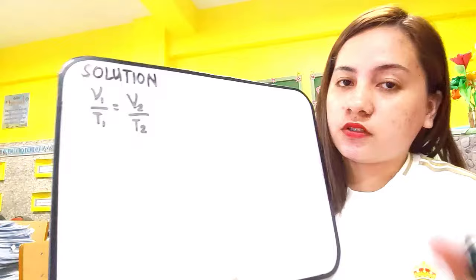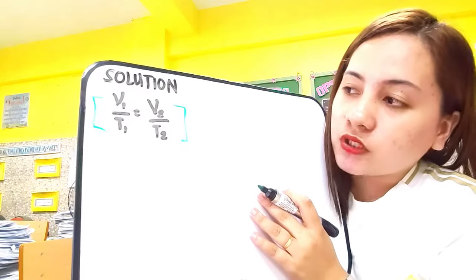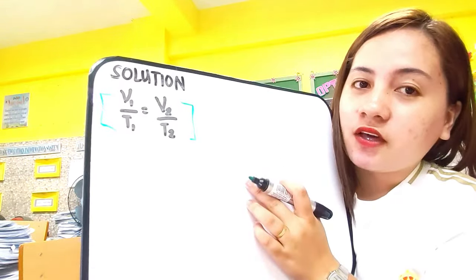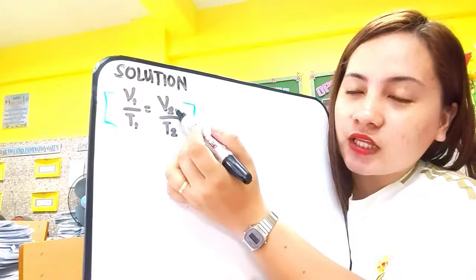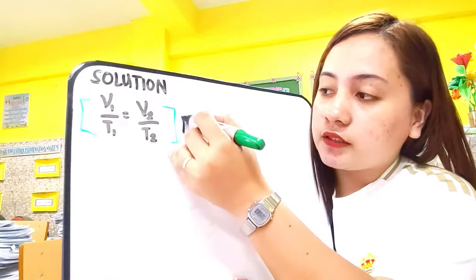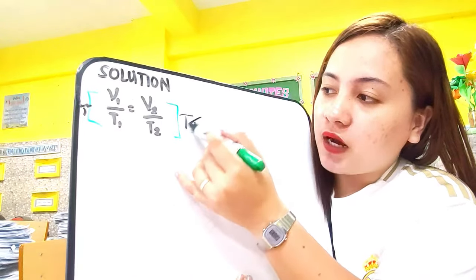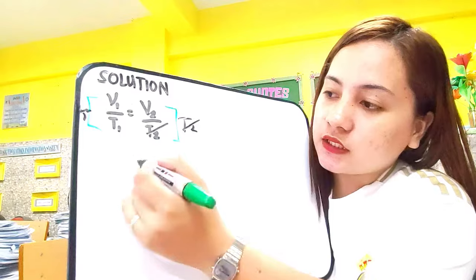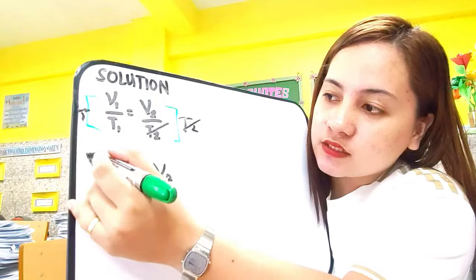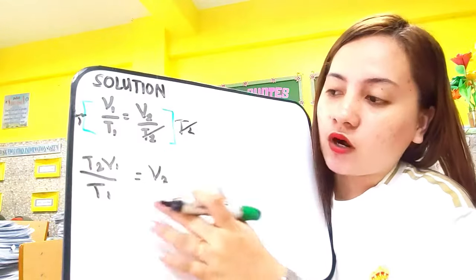So, we will use multiplication. We will multiply both side by, kanino kaya? I-multiply natin siya both side kay final temperature para mapagsolo natin si final volume. Pag nawala na kasi siya, solo na lang siya. So, yun na yung ating gagamiting formula. We'll multiply both side by T2. So, ito ngayon ay makakancel na. Ang matitira ay V2 is equals to T2 times V1 divide T1. So, this will be now our formula.